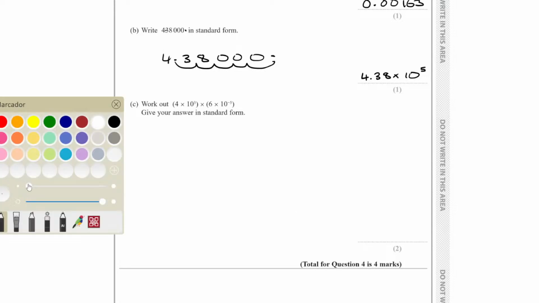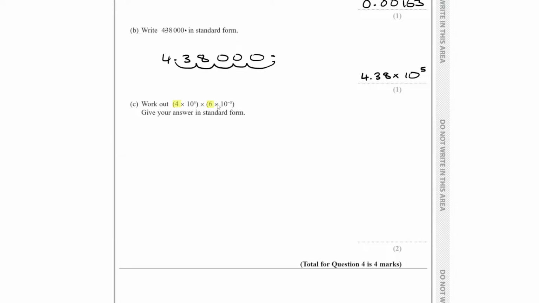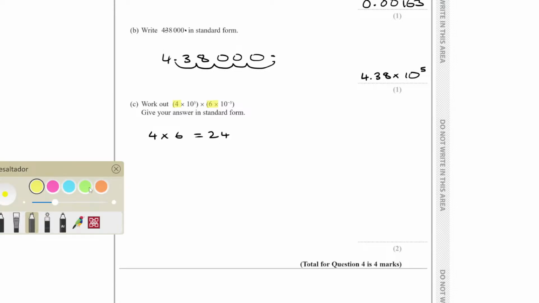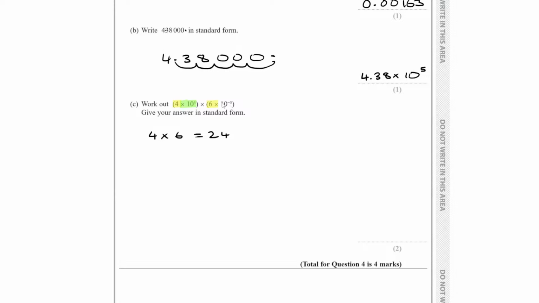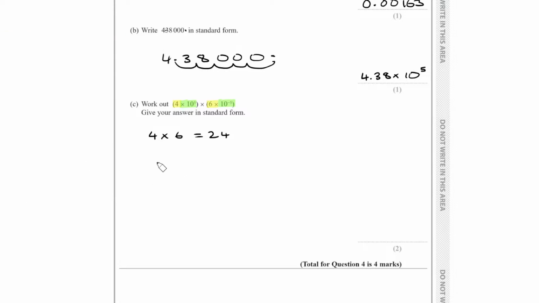So what I mean by that is I'm going to pick out, get my highlighter, you see the 4 and the 6. Luckily they've chosen nice numbers because it's obviously non-calculator. I'm just going to multiply those first, which is obviously 24. And then separately deal with the 10s, because you see how they both have the same base number, as in 10, that's like 10 to the power of 3 times 10 to the minus 5. Do you see how this is index laws?